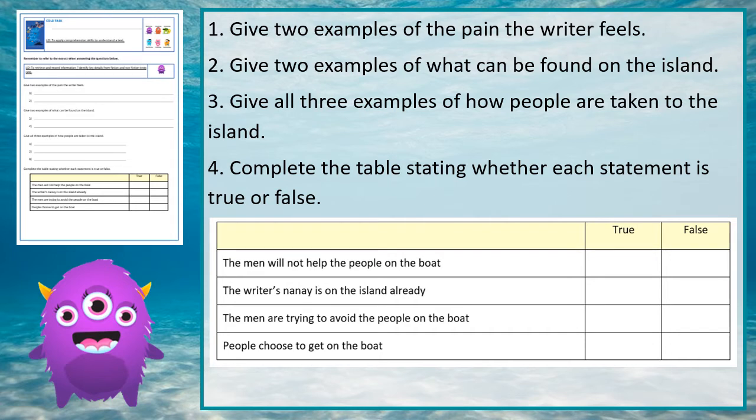Question 3, give all 3 examples of how people are taken to the island. So you need to be thinking of which of the 2 paragraphs that information is in, surrounding how people get to the island.